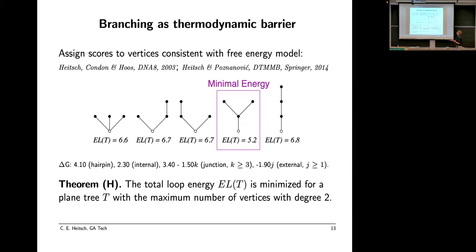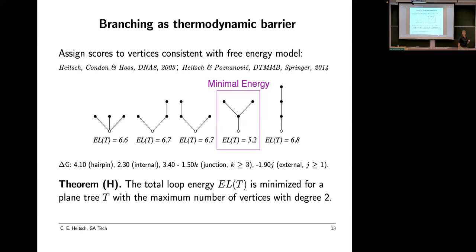Here, these are the 5 trees with 4 vertices. They're now rooted at the bottom, and that's why this vertex is open rather than at the top. And then these are the scoring functions that we have. If I have a leaf, that gets this score. If I have a non-branching one, it gets this score. If I have a branching one, it gets this one. And if it's an external one, it gets that one.